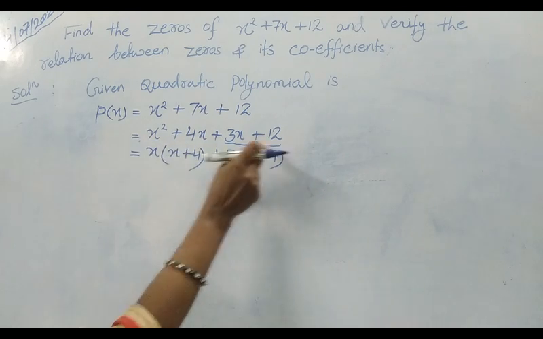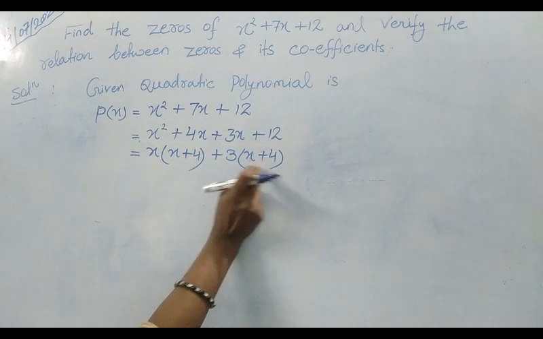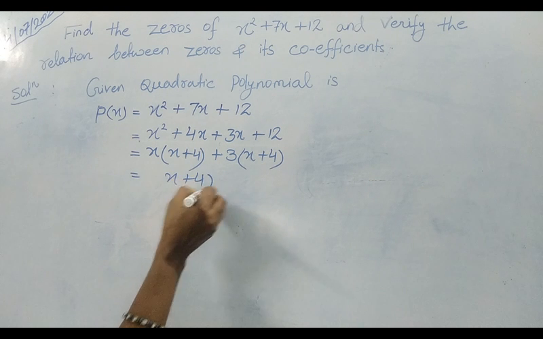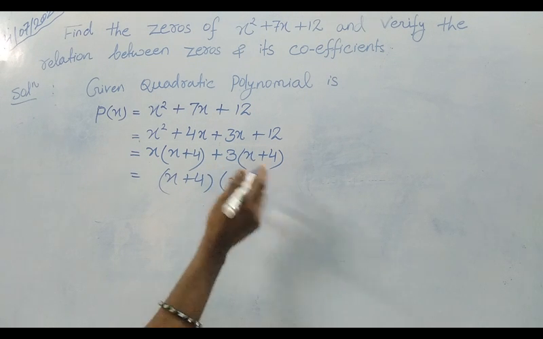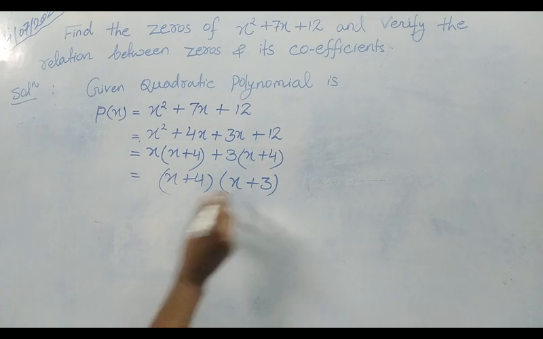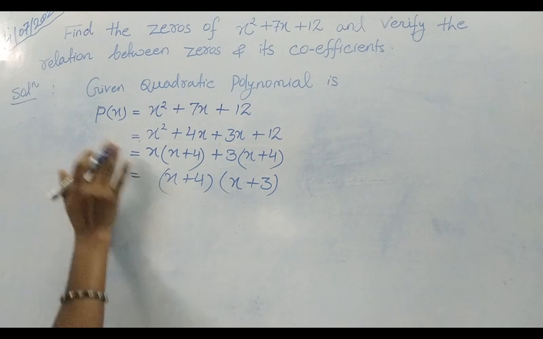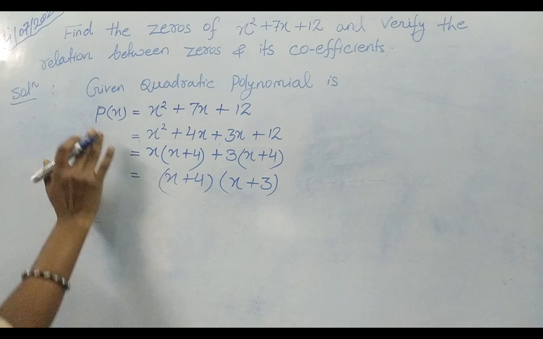Now look, x plus 4 is common in both the terms. So we take x plus 4 common, and what we have here is x, and here plus 3. So we have two factors, x plus 4 and x plus 3. So these are two factors of p(x). Now we are going to find out the zeros of p(x).